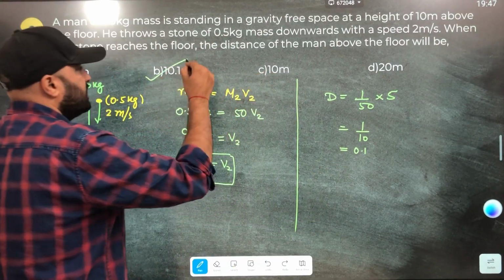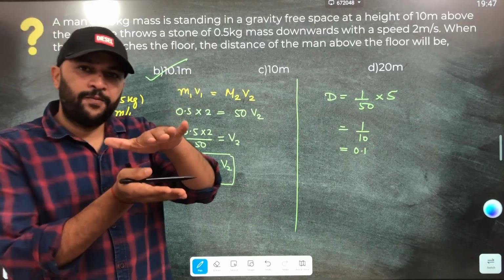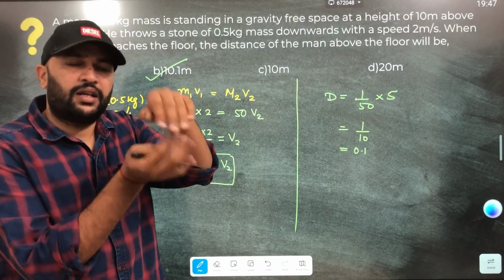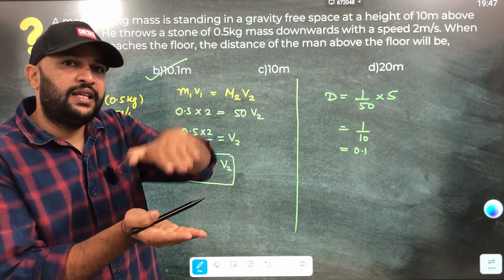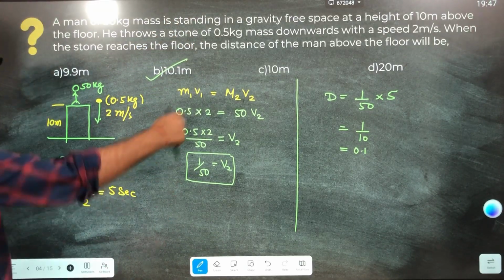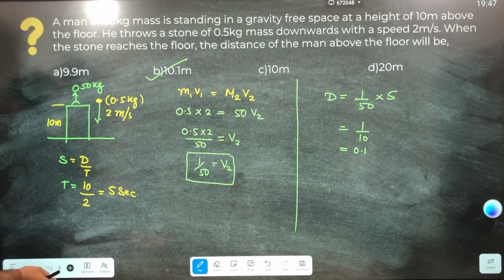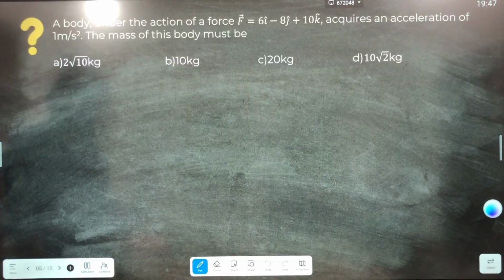10.1. So the correct answer is 10.1. Okay, 10 meters is the height of the particular floor from the ground floor, and he is going 0.1 up. So 10 plus 0.1, which is 10.1. I hope this is clear. Let's see the next problem.